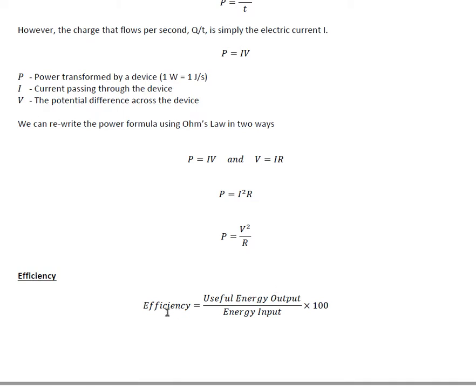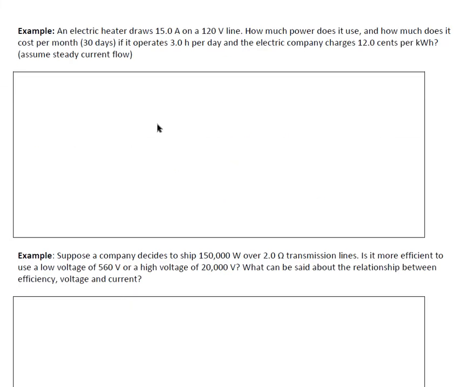Efficiency is pretty straightforward as well. It's just what we get out divided by what we put in. Again, there's always wasted energy. For example, a light bulb creates light, but it also creates heat. We want the light, we don't want the heat. So the energy we get to produce the light would be our output. Energy input would be all that went into getting it, so it would include the heat as well. So let's just scroll down to some examples.